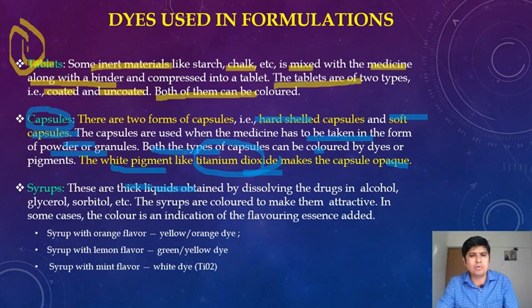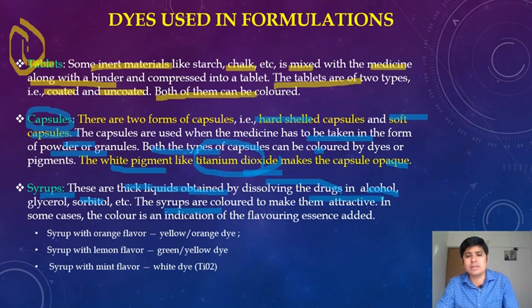Now these thick liquids are obtained by dissolving the drugs in alcohol, glycerol or sorbitol. So the drugs are dissolved in alcohol or glycerol or sorbitol, and we get that thick liquid. That thick liquid is our syrup.